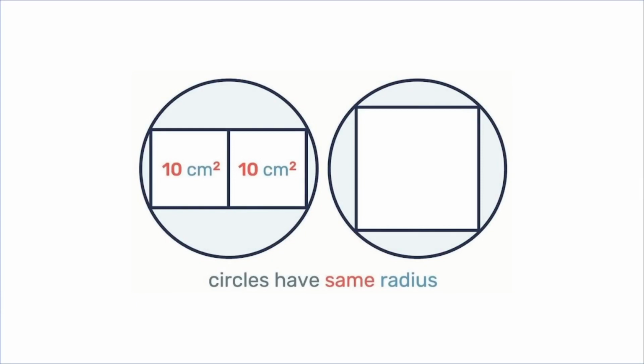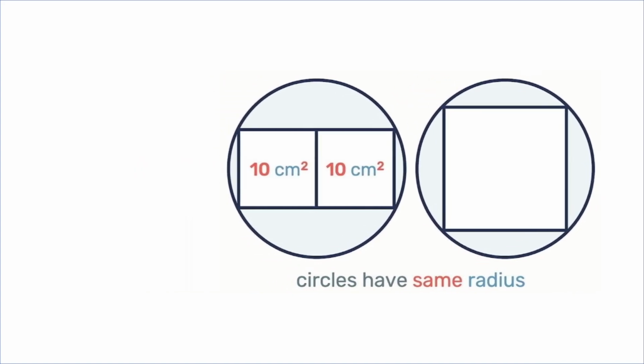In today's video, we're given this diagram and told that both circles have the same radius. And on the left, we have two tiny squares, each of area 10 square centimeters. And with just that information, we're to determine the area of that larger square on the right. So pause, give it a try, see what you can come up with. I'm gonna solve it this way.